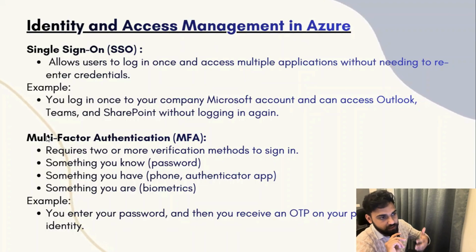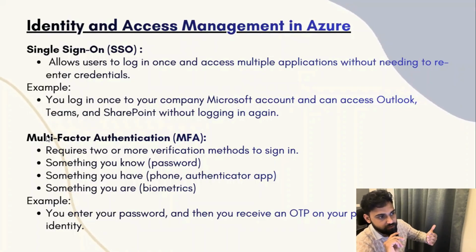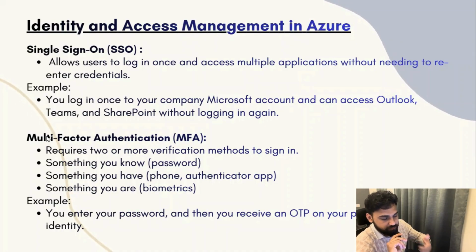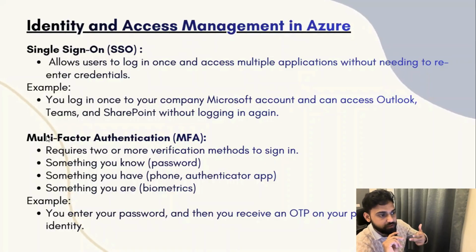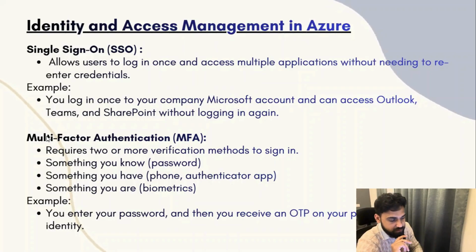It can be anything. In the first step you enter the password, and in the second step you put the OTP. It might differ, okay. First you might have to do some biometric authentication, maybe face or fingerprint, then you put the password. So when you have to do two authentications or more, that means it's multi-factor authentication.